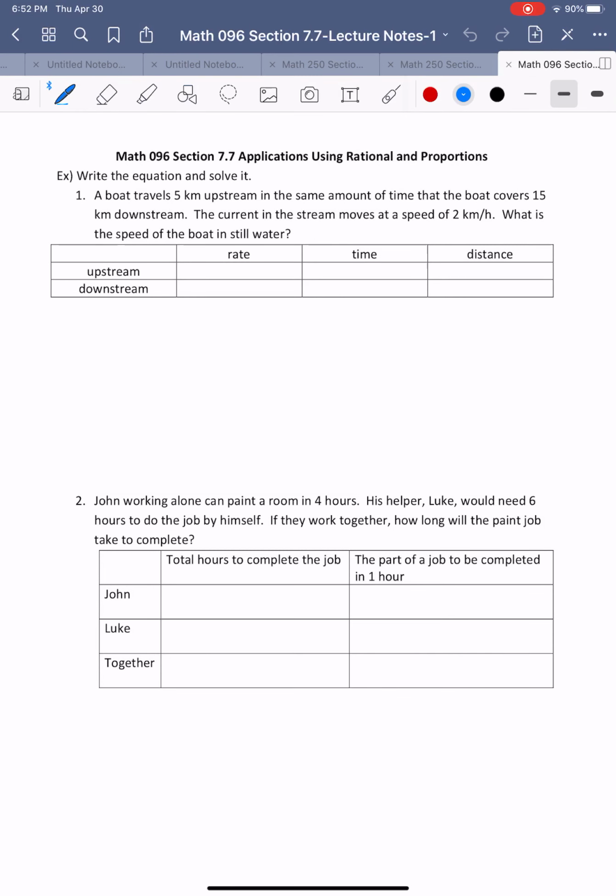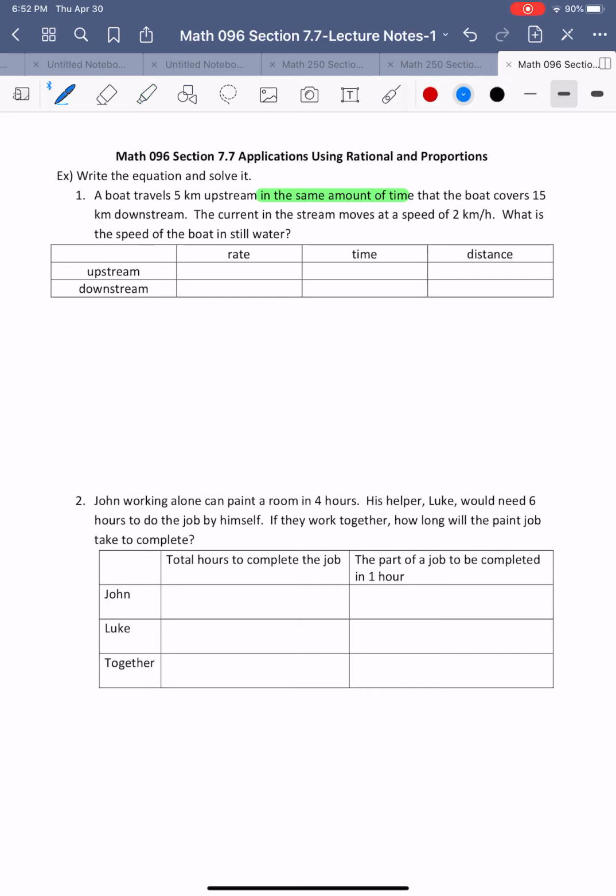Hello, this is 7.7, applications using ratio and proportions. Write the equation and solve it. Number one: a boat travels 5 kilometers upstream in the same amount of time. This is actually the important part, the same amount of time, that the boat covers 15 kilometers downstream.